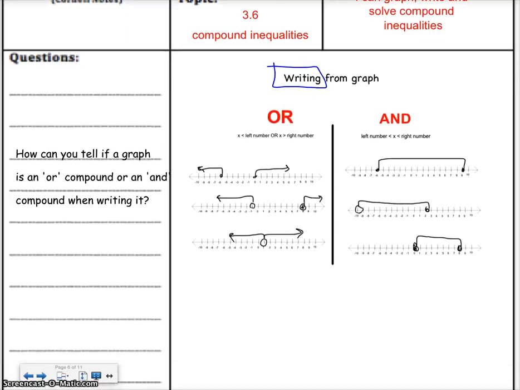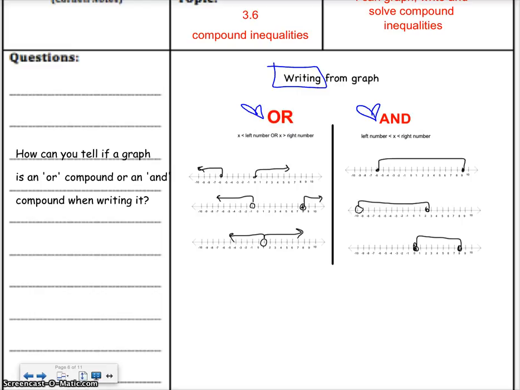So writing from a graph, you have 2 compound situations. You're either an or or an and, and your expectation is to know which one is which. An or goes in separate directions. It doesn't happen at the same time. An and is smushed between 2 numbers. It's in the middle. Okay?